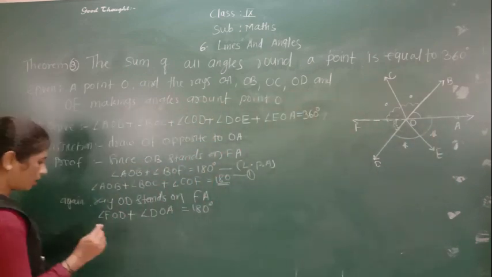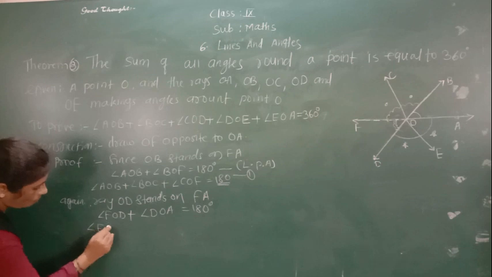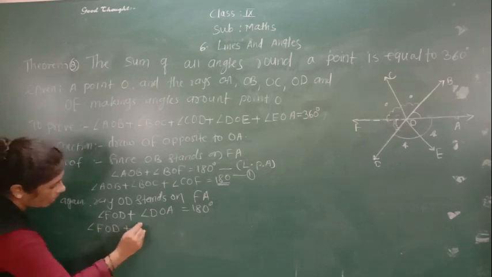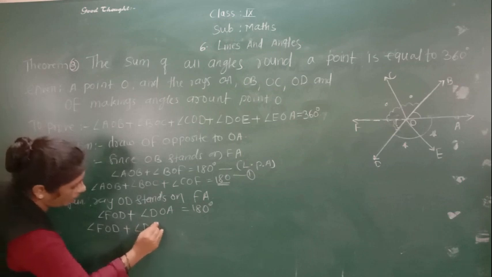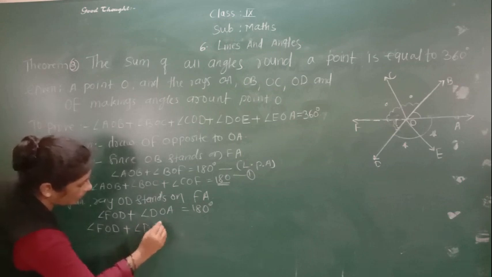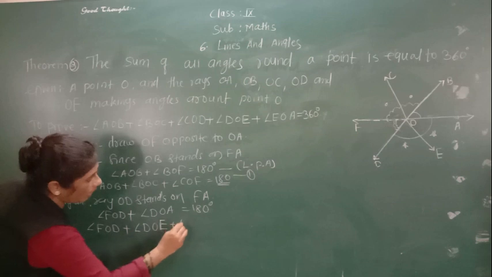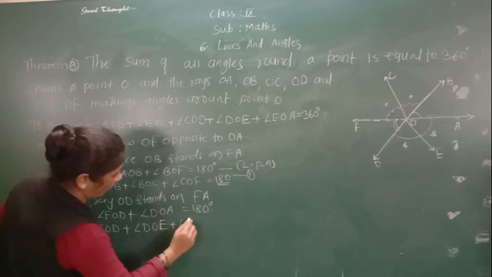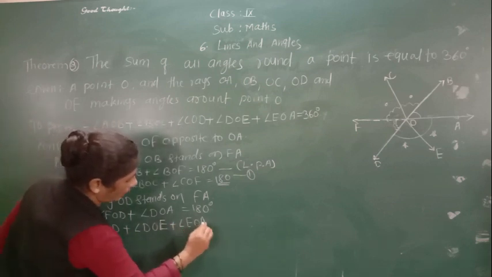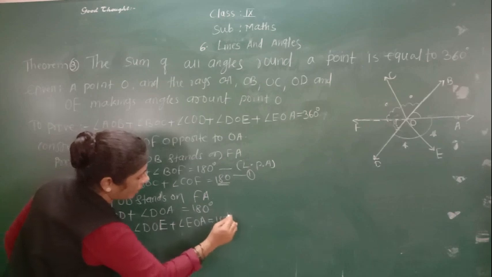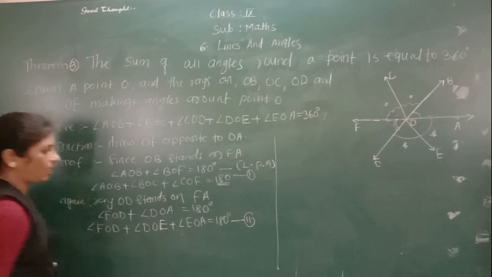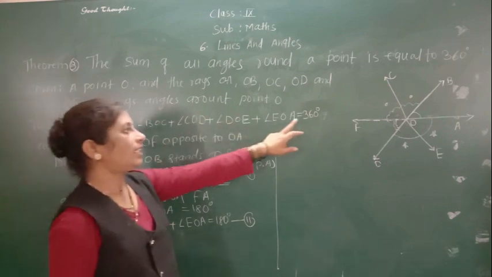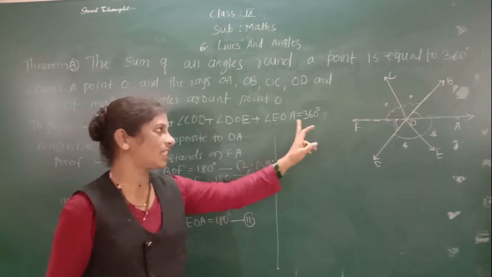Okay, so here angle FOD plus angle DOE plus angle EOA equals 180 degrees. The same linear pair angle, this first and second. Okay, now we need to prove that the sum of all the angles is 360, right?